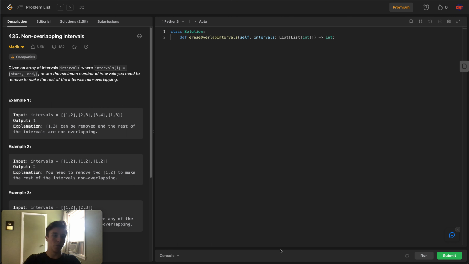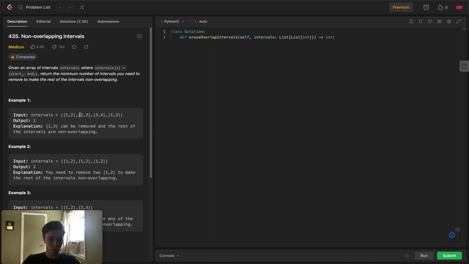Let's begin question 435, non-overlapping intervals. Given an array of intervals where interval i is a nested array with start and end values, return the minimum number of intervals you need to remove to make the rest of the intervals non-overlapping. And we're given a couple of examples.